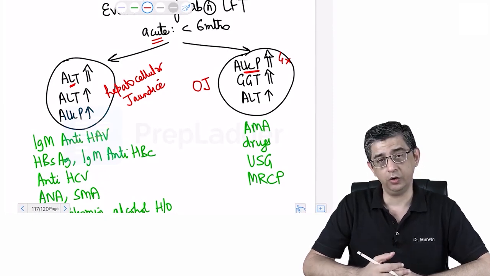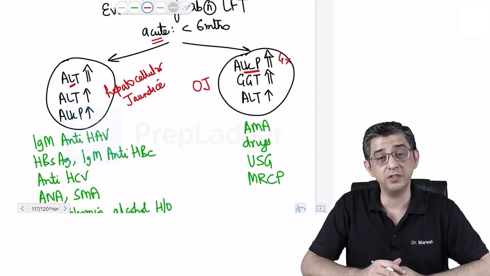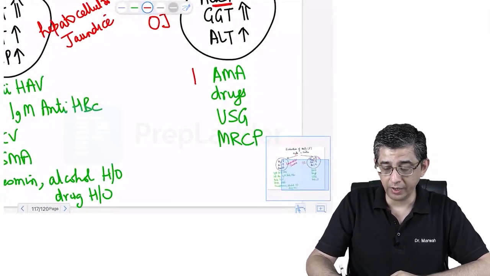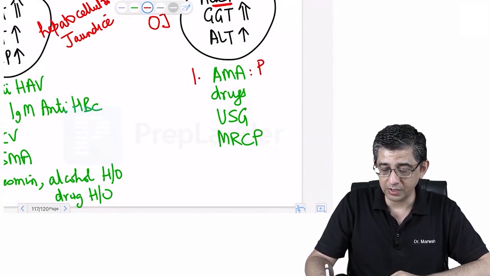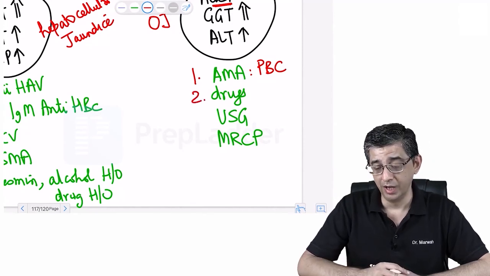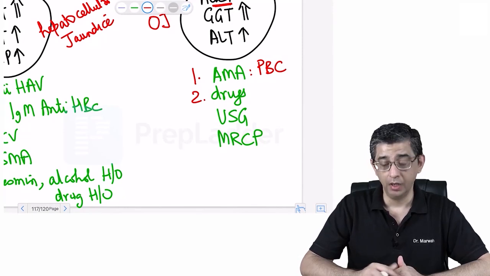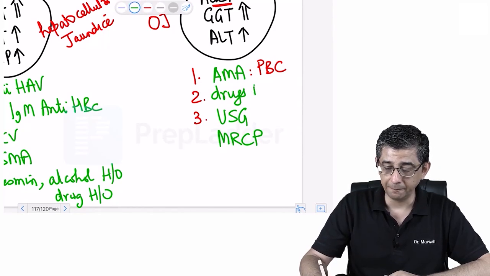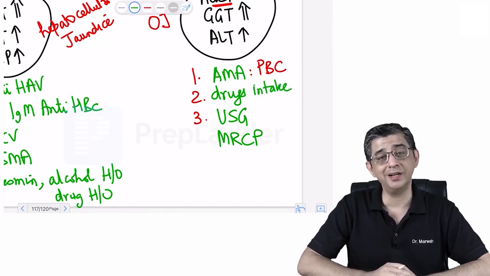If you look at conjugated bilirubin with alkaline phosphatase 4x, OJ, what tests will you write for the patient? You will write tests which can contribute to cholestasis, like primary biliary cholangitis. That's a separate video in the discussion. So antimitochondrial antibody. I will also be checking the drug history in the patient, whatever drug intake, because drugs can also contribute to cholestatic jaundice.